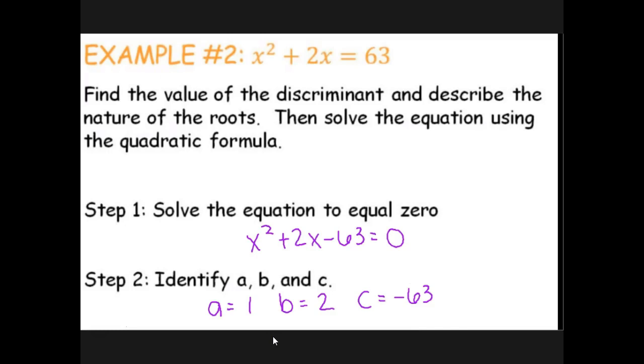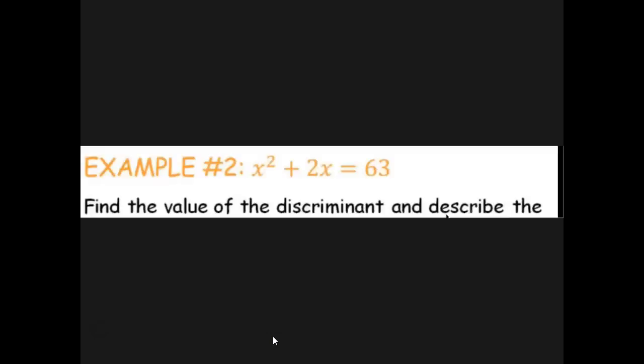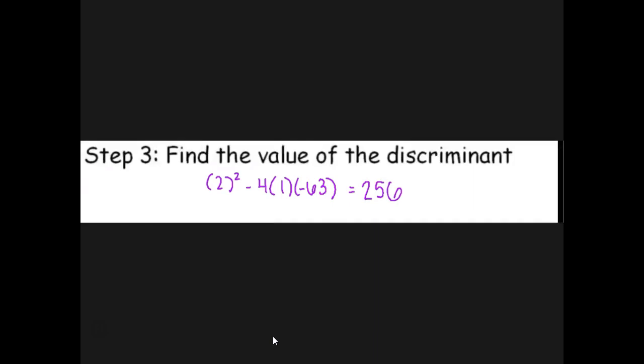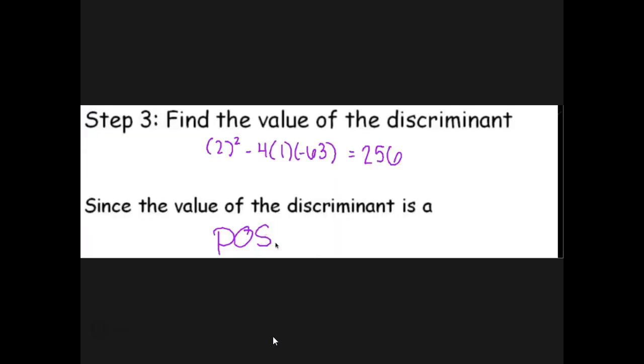Then we are going to plug those into the discriminant. So we're going to find the discriminant. So 2 squared minus 4 times 1 times negative 63. A negative times a negative is a positive, plus a positive gives a positive 256.